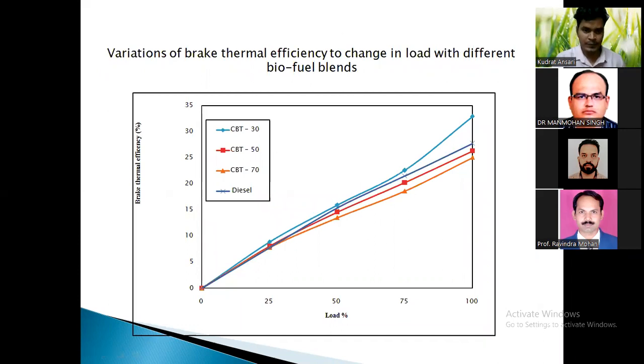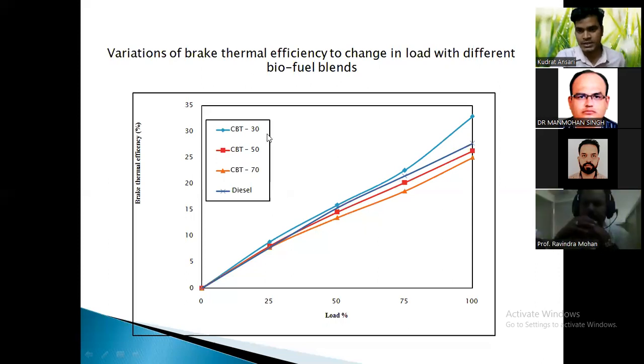Next, we talk about the variation of brake thermal efficiency with load for different biofuel blends. Again the x-axis shows the load percentage and the y-axis shows the brake thermal efficiency percentage, with load from 0 to 100%. Up to 50% almost every blend has the same brake thermal efficiency, but when the load increases from 50% to above 70% or 100%, the blue line with square shapes, CVT 30%, shows quite high thermal efficiency compared to all the other blends or natural diesel.